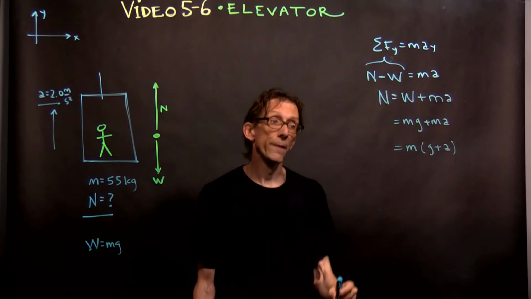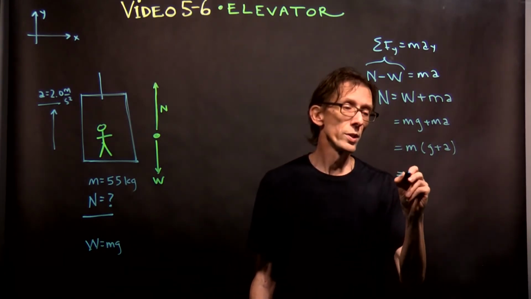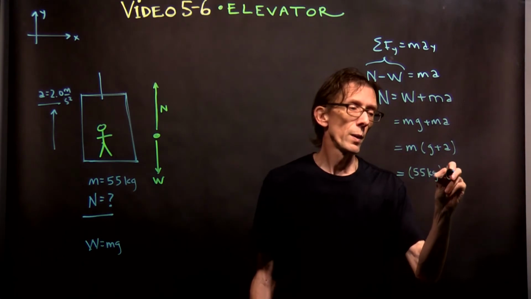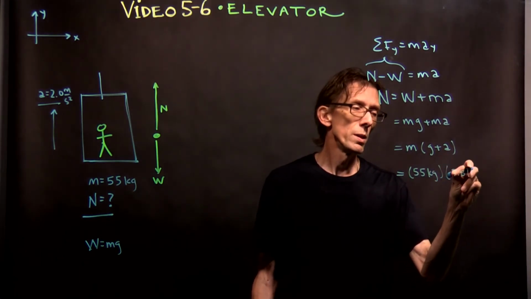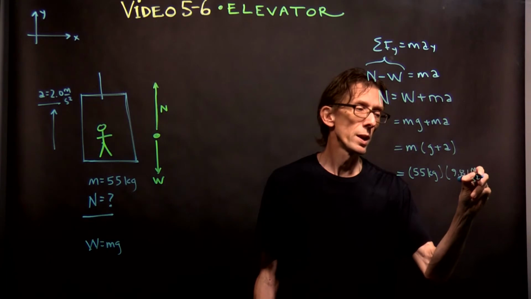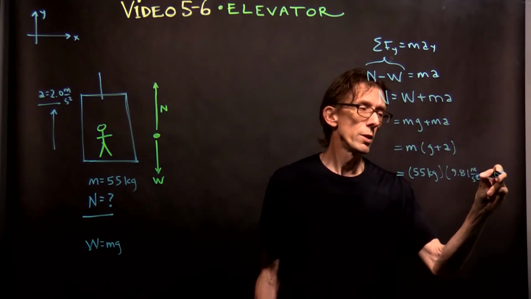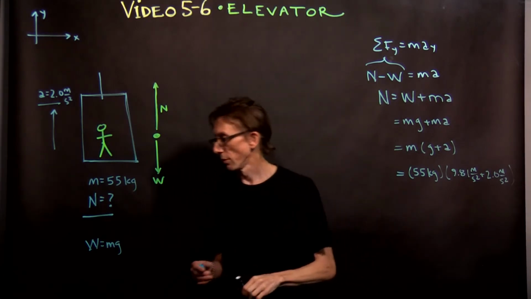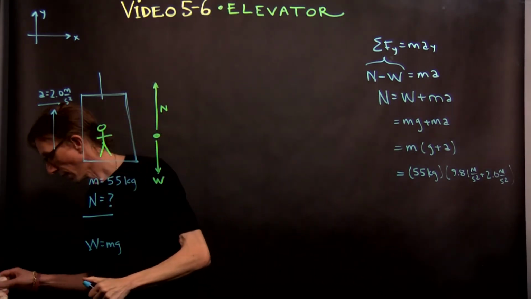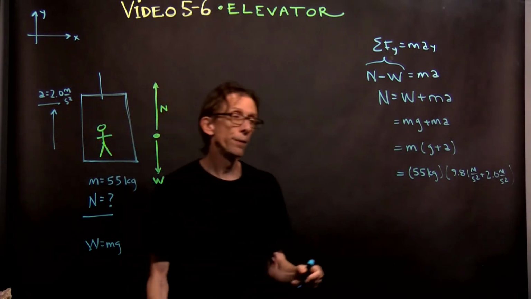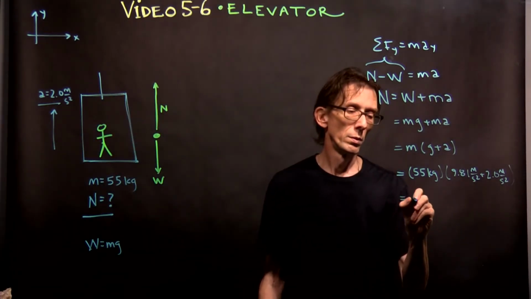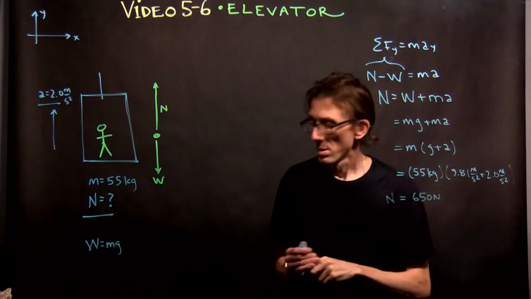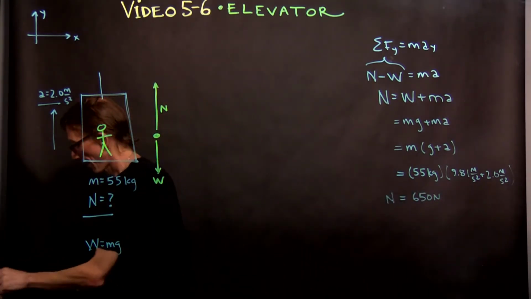So now we can put our numbers in and find the normal force. Normal force is going to be 55 kilograms times 9.81 meters per second squared plus 2.0 meters per second squared. When you do your math, you get 650 newtons. Normal force is 650 newtons.